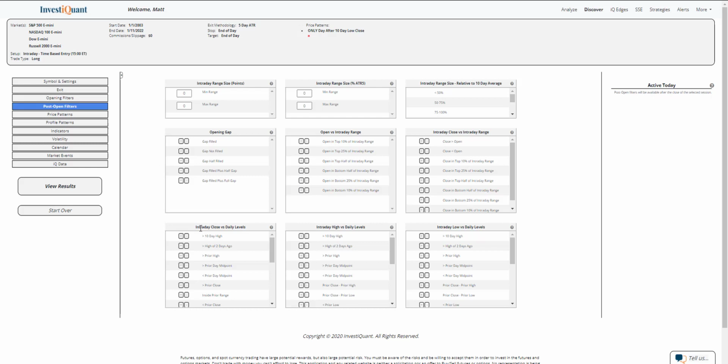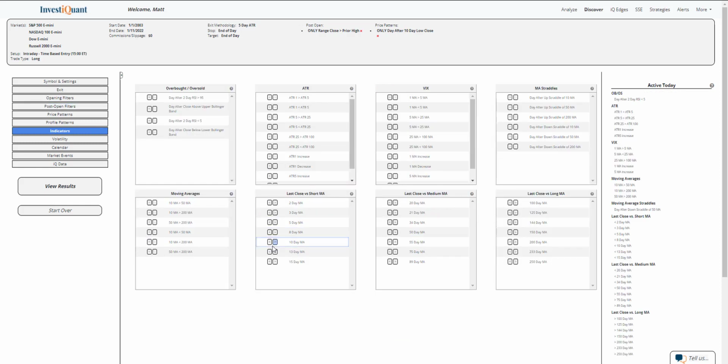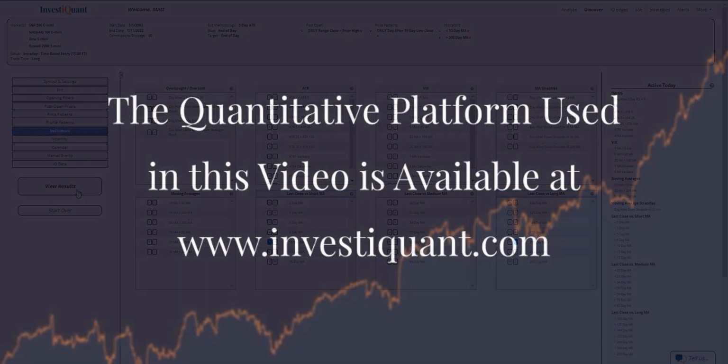To do that, I'm going to go to this intraday close versus daily levels, and I'm going to click on above prior high. I hit the equals button there for greater than prior high. That means that the 3 o'clock price needs to be above the prior session high of day. That is currently true. We'll have to see if that's true at 3 o'clock today, but that is currently the case. And then lastly, I'm going to put us in a similar market environment. Yesterday closed below a 10, but above a 200-day simple moving average. And now I can click view results.